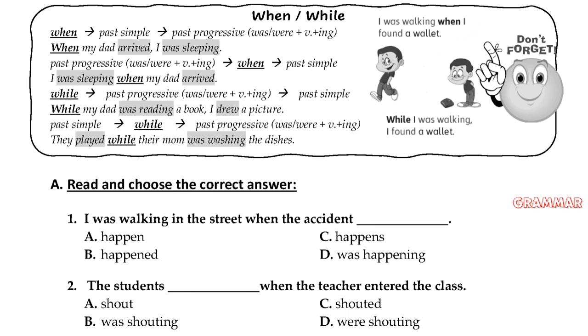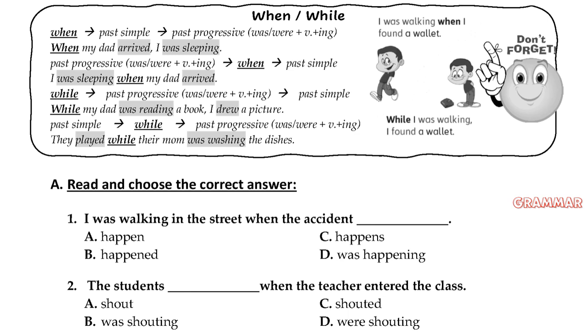Very important lesson about when and while. When and while are used to connect two sentences in the past. So remember, after when we use the past simple, and the other clause should be past progressive. And after while, it's the past progressive, was or were and ing.